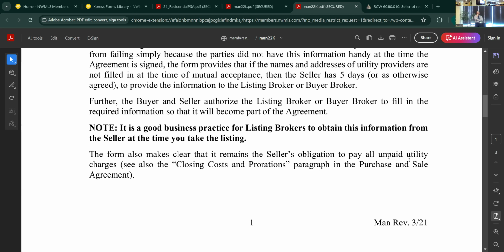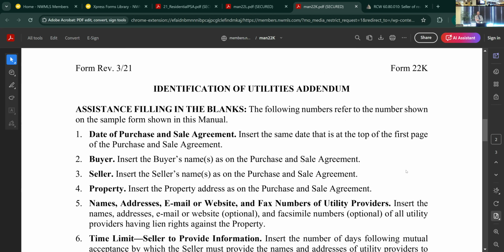So the form also makes clear that it remains the seller's obligation to pay all unpaid utility charges. See also the closing costs and prorations paragraph in the purchase and sale agreement, and that's what we read. So even though they're not all lienable, right? Escrow is going to settle the lienable ones because those are the ones they have a right to reach out and make contact to. But the ones that are not lienable, they can't settle those. But just like we had read, it is the seller's responsibility to pay it. Who's going to make sure that they do that?